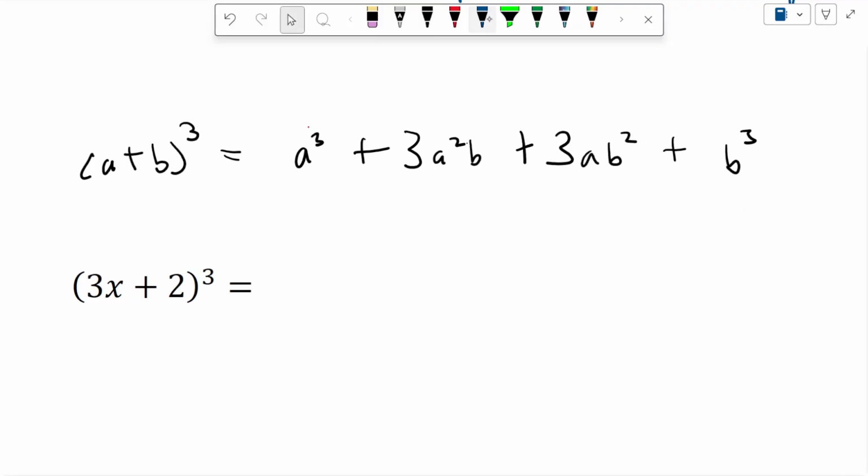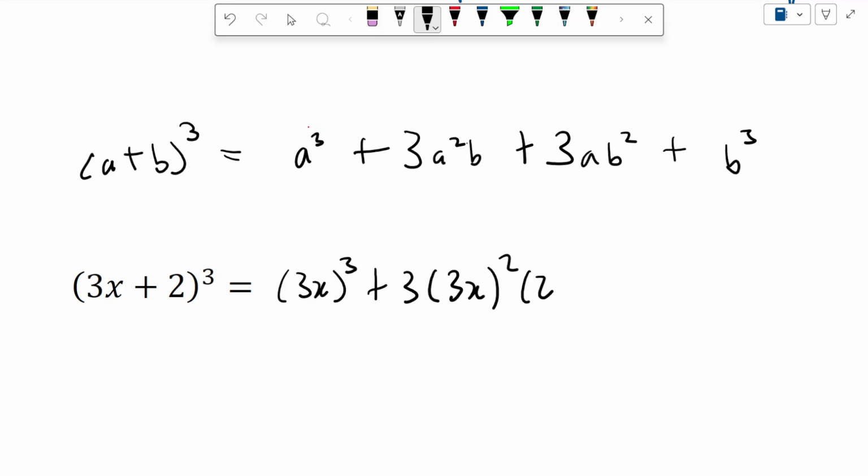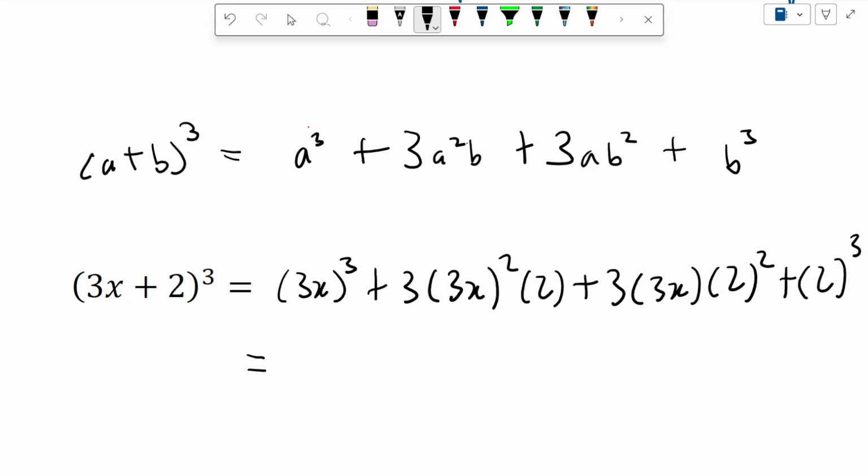And I need to say that 3x is A and 2 is B. So we can just line up what we're doing to the formula above. So it's going to be (3x) cubed. We're going to get (3x) squared times 2, (3x) times 2 squared, and 2 cubed. I like to just bracket everything so I know I haven't done anything wrong.